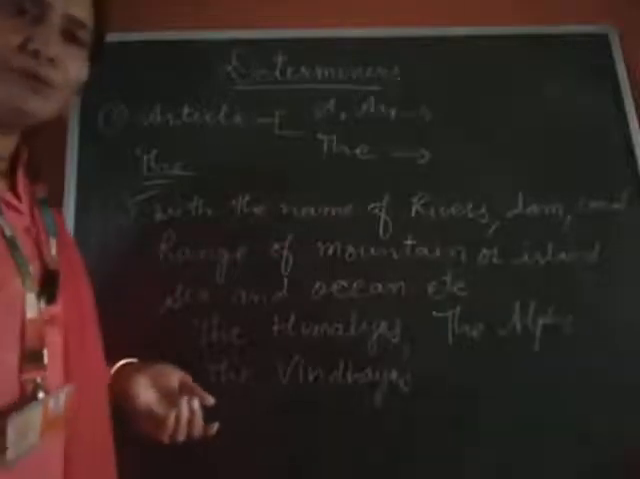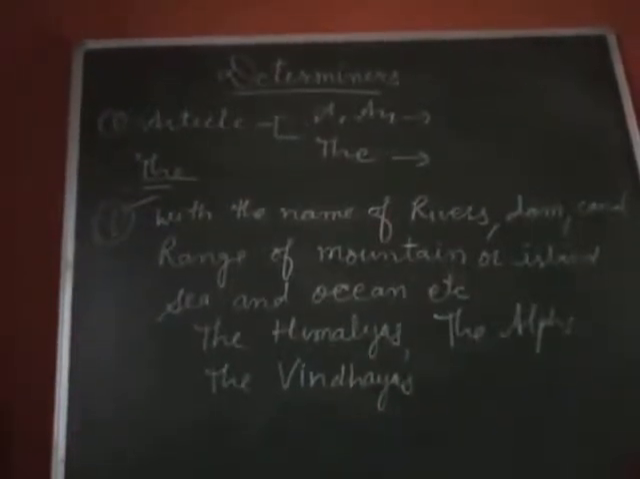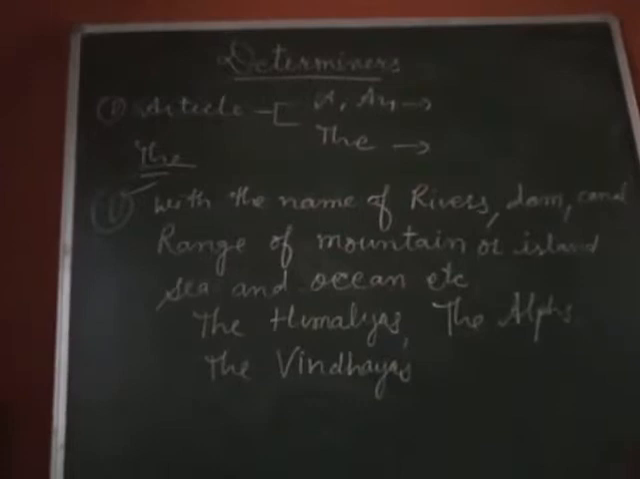And sea, before the sea or ocean: whatever seas and oceans there are, before all their names we will use the article the. Clear? So this is the first rule to use the. And for the rest, there are so many rules. We will practice how and where to use the definite article in the next video, in the next lecture. So this is all for today. Thanks.